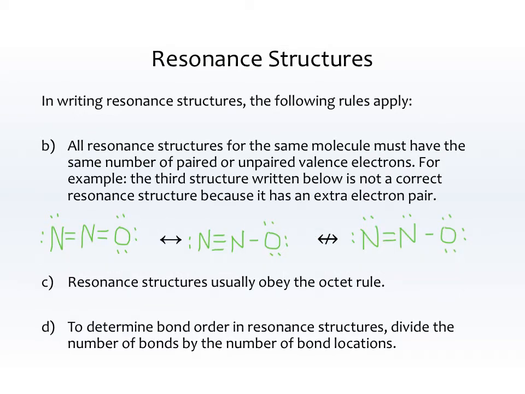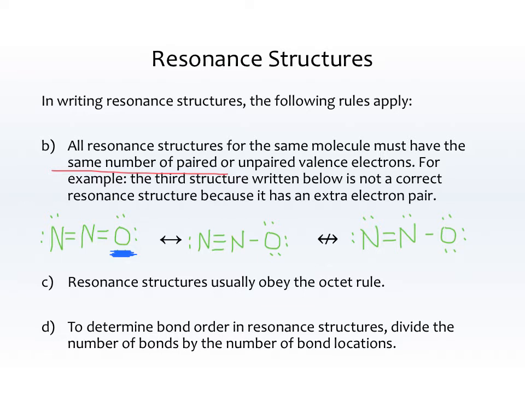All resonance structures for the same molecule must have the same number of paired or unpaired valence electrons. So for example, the third structure written below is not a correct resonance structure because it has an extra electron pair. And actually, one second, the picture here, the one on the left, is not a correct structure. Those two dots on the bottom shouldn't be there at all, so take those off.